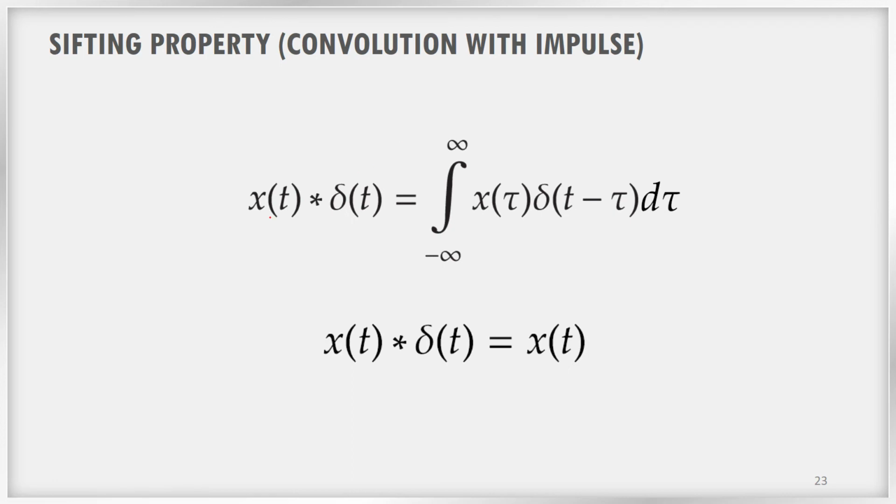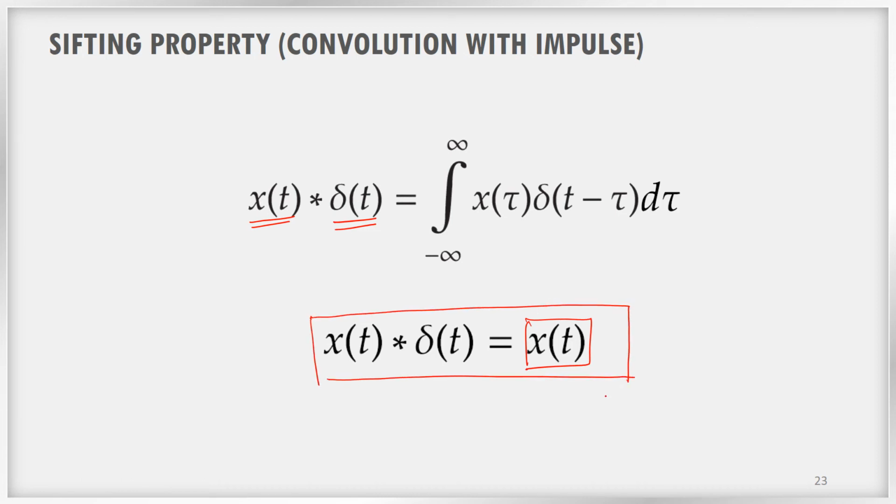The shifting property says that convolving any signal x of t with del of t will result in x of t itself, right? So x of t convolution del of t is equal to x of t itself. It can be understood in this way. Here del of t minus tau is an impulse located at t minus tau, and now if you multiply this impulse with the value of the input function x of tau, it will give you x of t at that particular point.